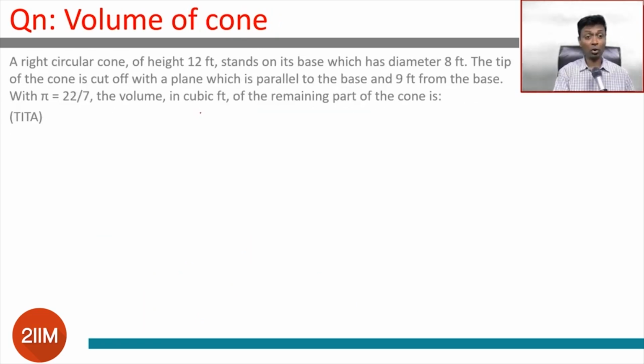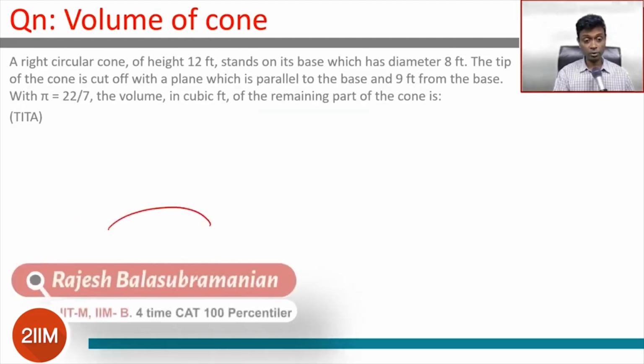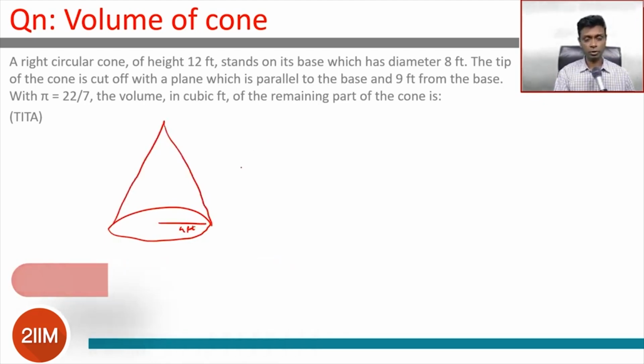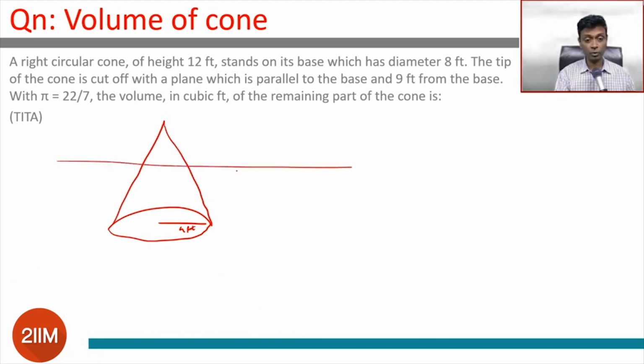A right circular cone of height 12 feet stands on its base, which has a diameter of 8 feet. So diameter of 8 feet, radius of 4 feet, height of 12 feet. The tip of the cone is cut off with a plane which is parallel to the base and 9 feet from the base. So the overall height is 12 feet. 9 feet from it, we cut off one layer. Right? So the remaining would be 3 feet.